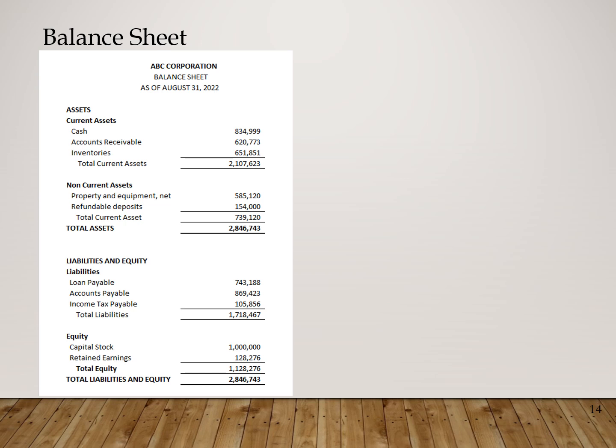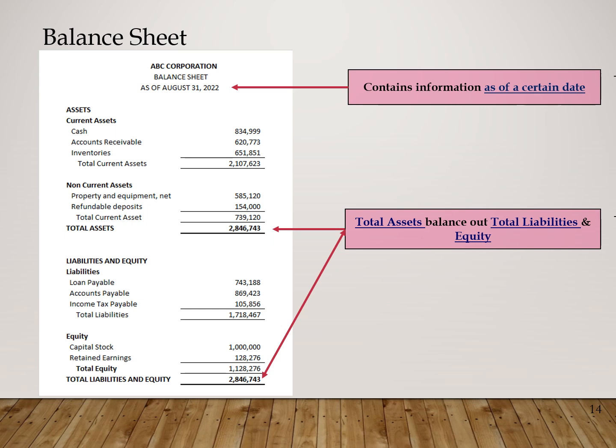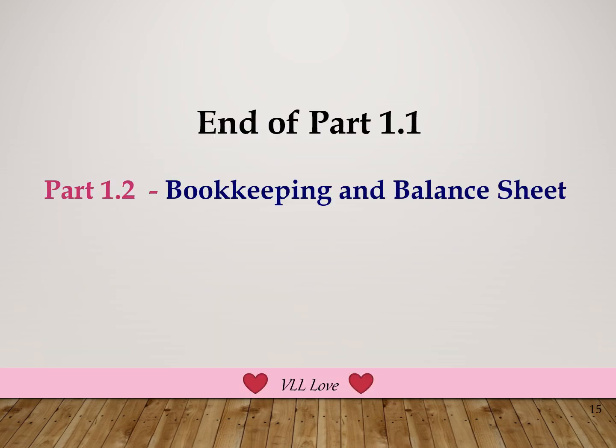We have here a sample of a balance sheet which contains information as of a certain date, and the total assets balance out total liabilities and equity. And this one refers to accumulated earnings not yet returned to shareholders. So that will be the part 1 of 1. And for the succeeding slides, we will be tackling bookkeeping as compared to the balance sheet.